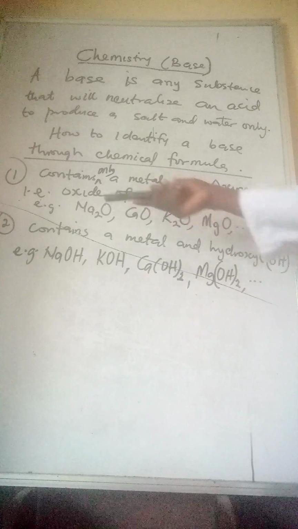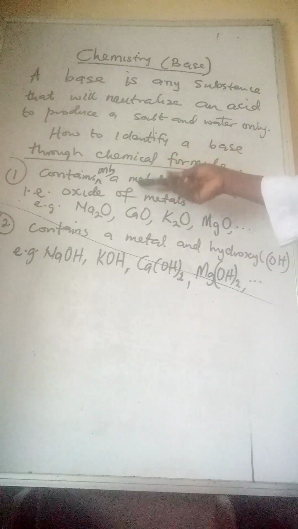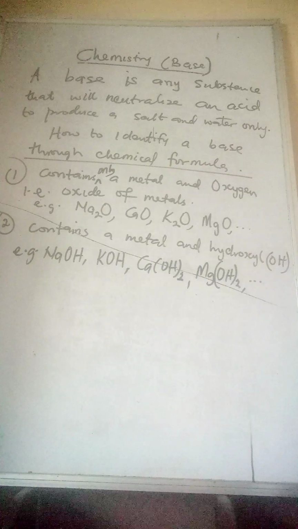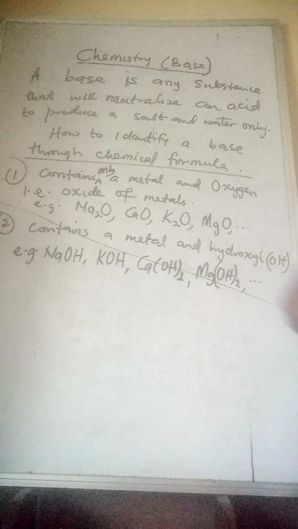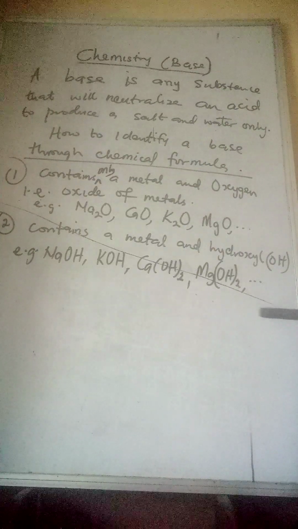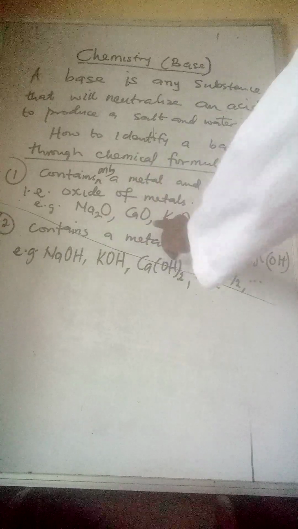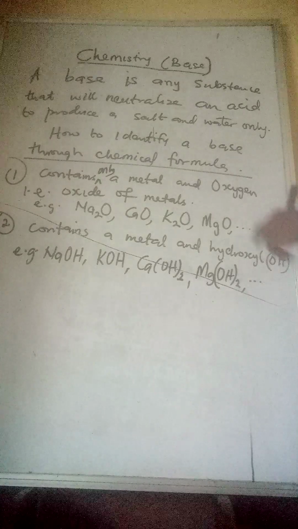Examples are these. And a metal and oxygen combined together is called oxide of metals. So that means oxides of metals are bases. Sodium oxide, calcium oxide, potassium oxide, and magnesium oxide.